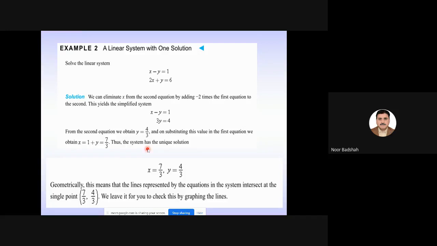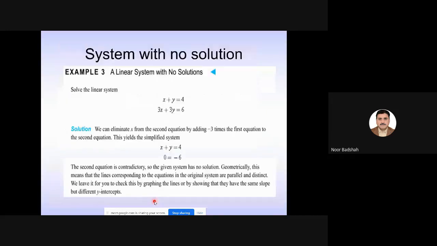You can convert that into an augmented matrix, and then convert into echelon form. You get this value. So y in this case is 4 by 3, whereas x is 7 by 3. So that is a unique solution. In this case, the system has no solution. Again, if you convert that into echelon form, that gives you 0 is equal to -6. So this system has no solution, as I gave an example earlier.